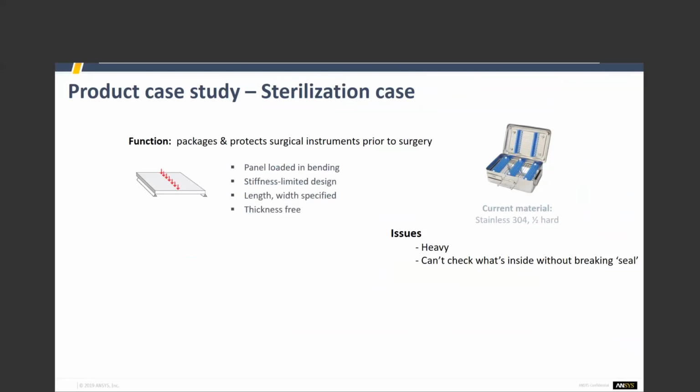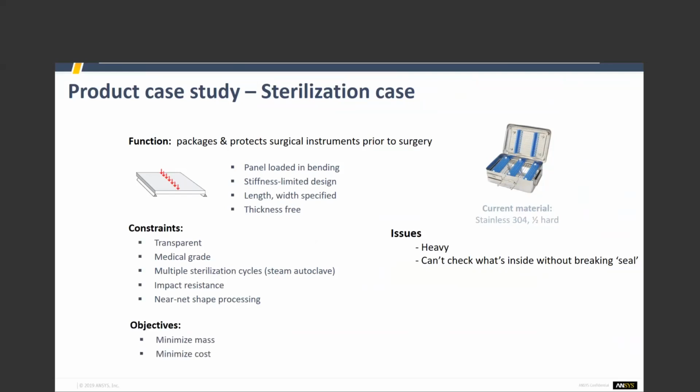So just to define, as I said, that systematic methodology, what's the function? We have a panel loaded in bending, which is stiffness limited. And our constraints here are that we want it to be transparent. Obviously, it has to be medical grade, and we're looking for things like impact resistance, just in case we do drop it. So the objectives, as I mentioned, let's make sure that we minimize mass, first of all, and that we can look at minimizing cost as well.